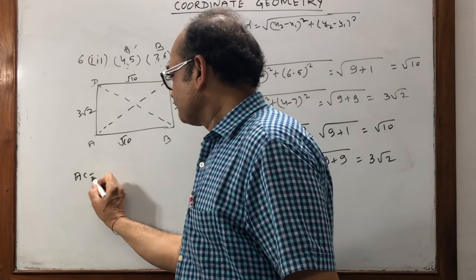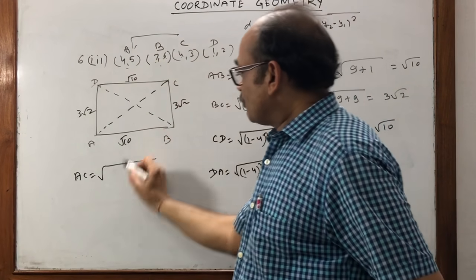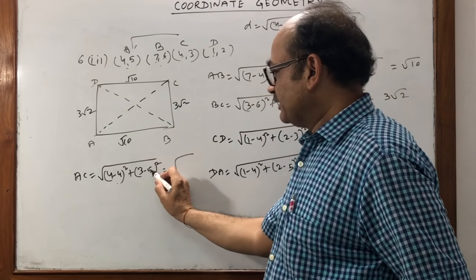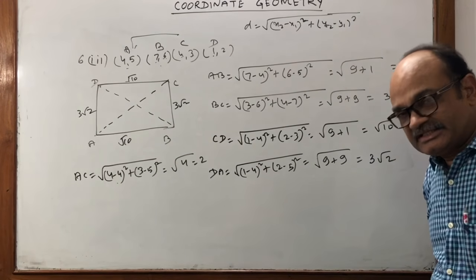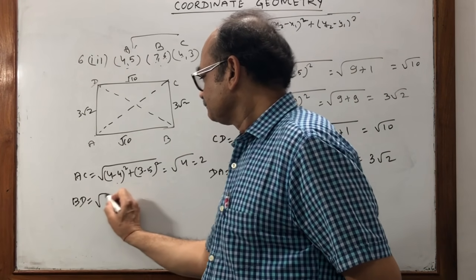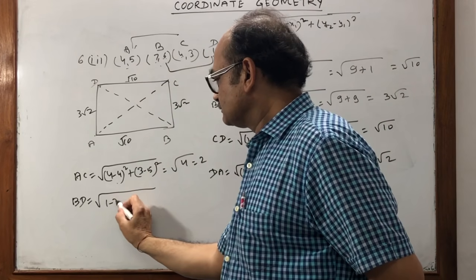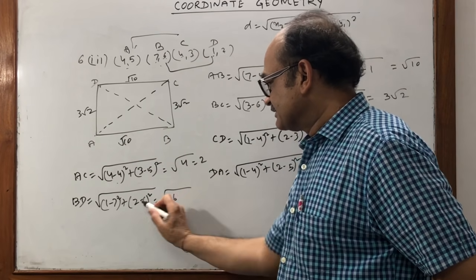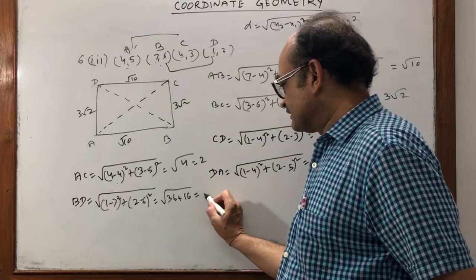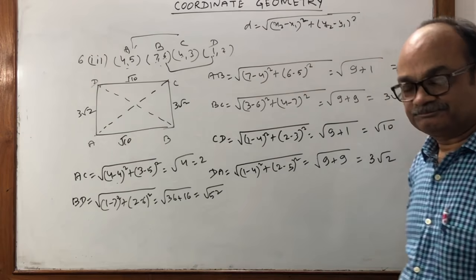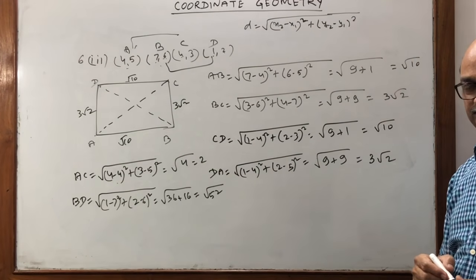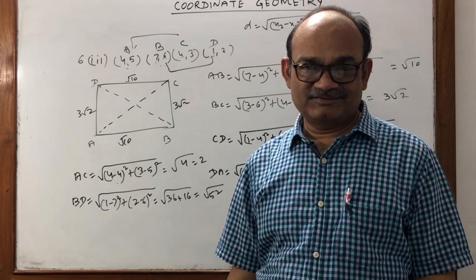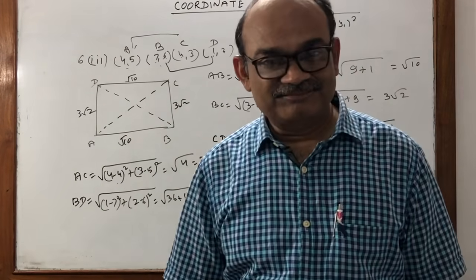So here AC: 4 minus 4 the whole square and 3 minus 5 the whole square. What are we getting? 0 and 2 square, 4, root 4 means 2. AC equals 2. Now BD, the second diagonal, B and D: 1 minus 7 the whole square and 2 minus 6 the whole square. What are we getting? 36 plus 16, that is root 52. This is 2 and this is root 52. Both are unequal. It means it is a parallelogram. It is not a rectangle. Final answer: ABCD is a parallelogram. Correct?